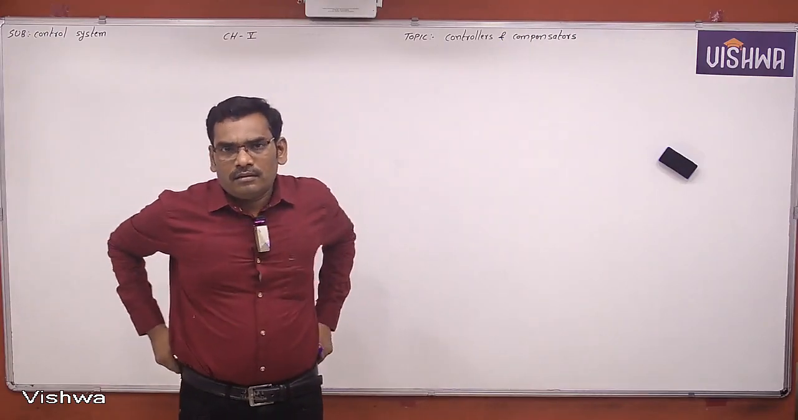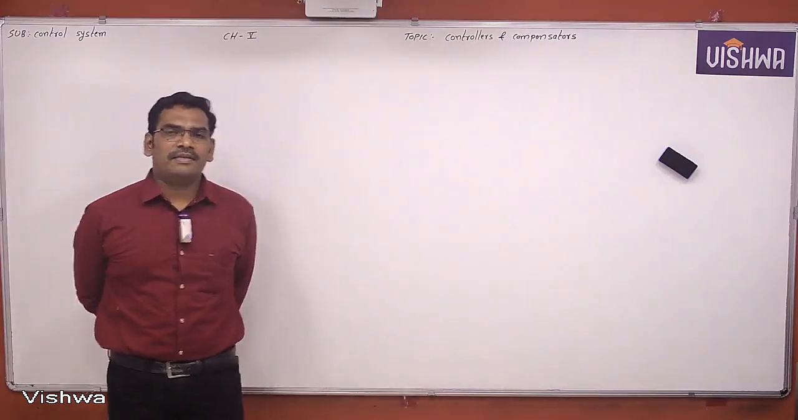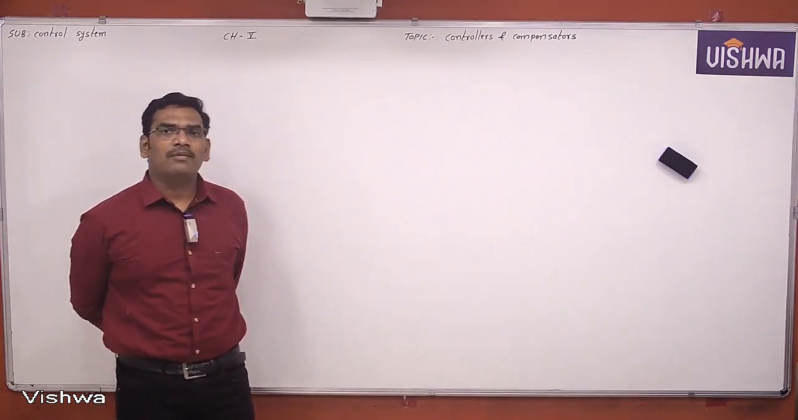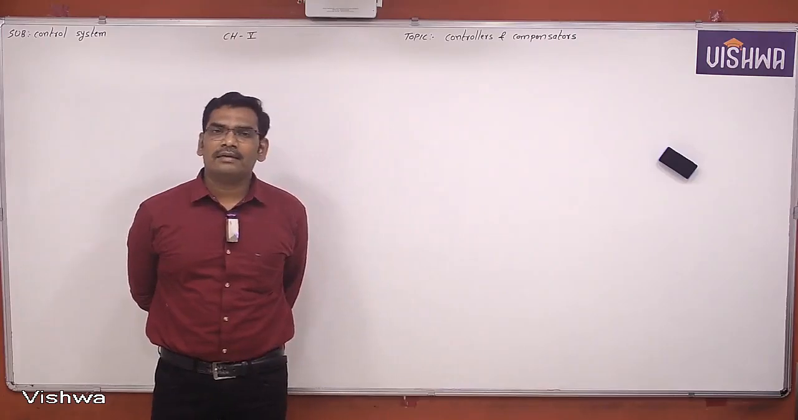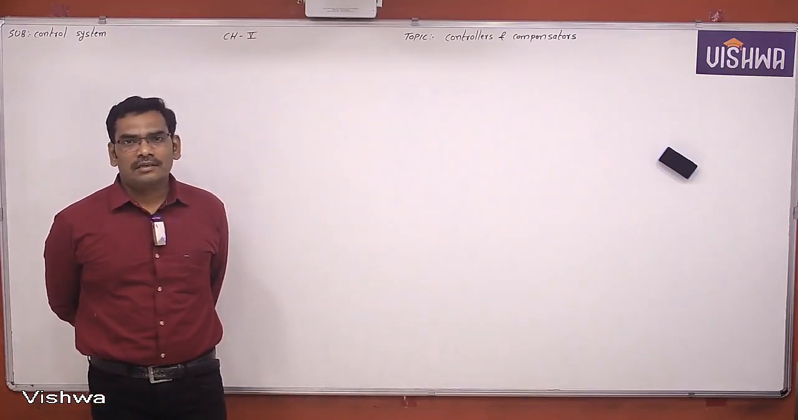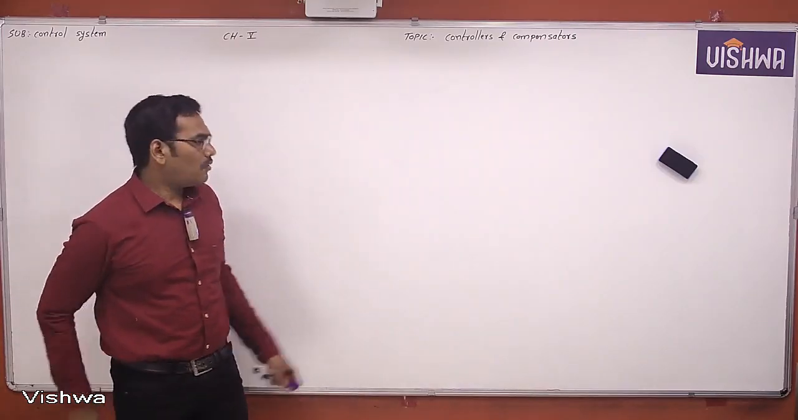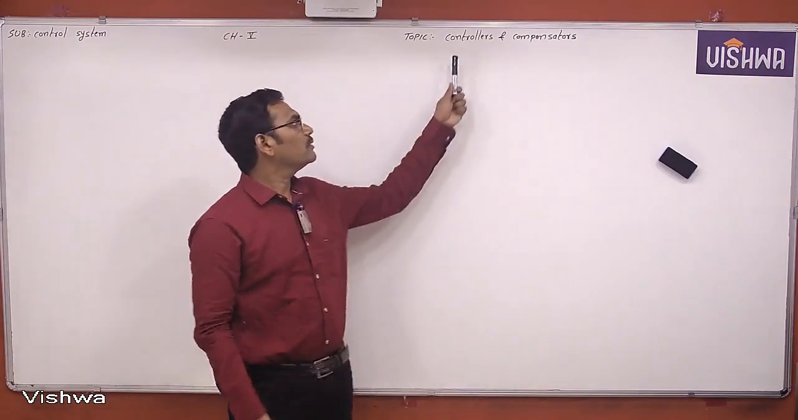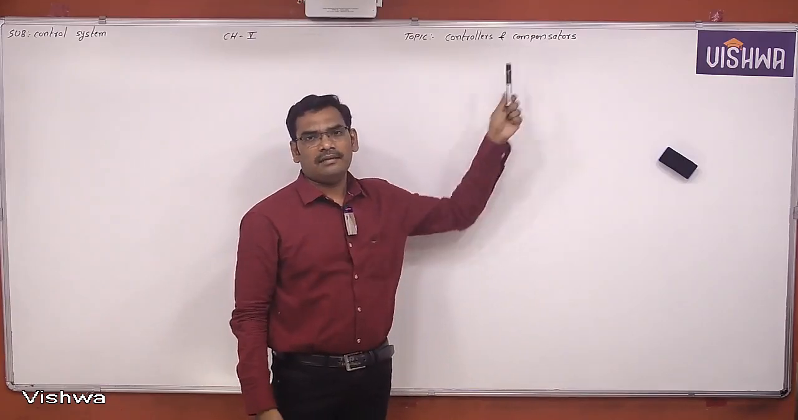In the previous sessions we just finished all the plots of the frequency response: Bode plot, polar plot, Nyquist plot. Now we continue the subject with one important topic from the GATE examination point of view. This is controllers and compensators.